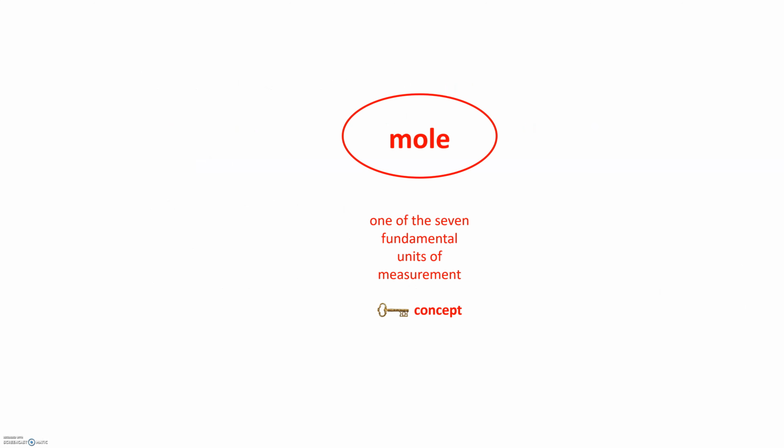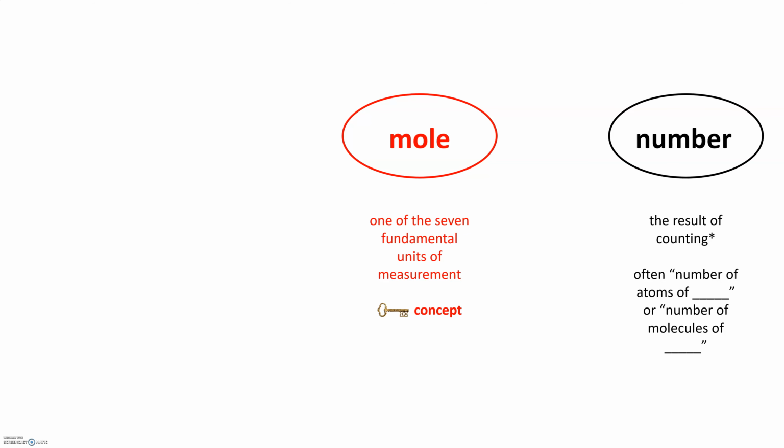All right, so remember the mole was one of our 7 basic units of measurement. It is one of our key concepts. Be sure to review this. Remember, it just means a really big number of things. So number, that's just a how many. It's usually the result of counting. Okay? But we're going to be talking about very small things, number of atoms or number of molecules.